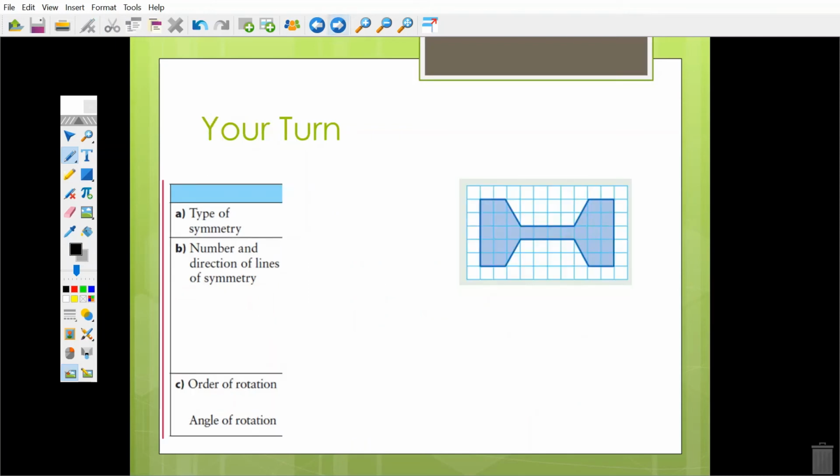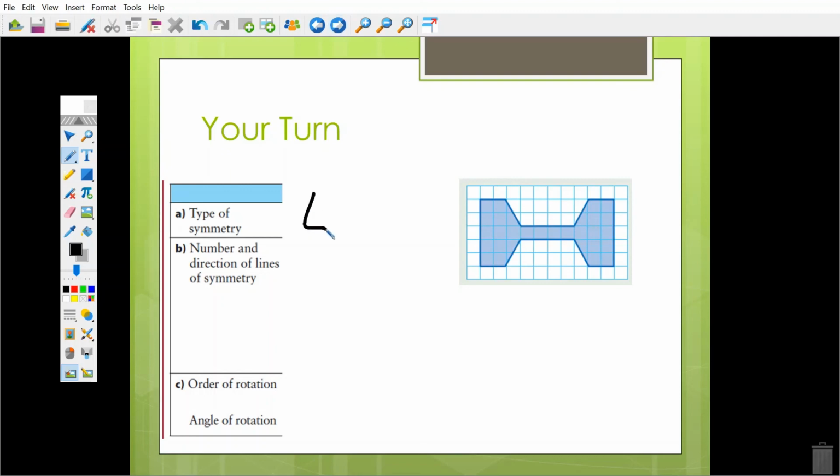Here's a chance for you to give that a try, so if you could pause the video at this point and fill out the type of symmetry that this shape has, the number and direction of the lines of symmetry, and the angle and order of rotation. Please pause now. Now that you've had a chance to try, let's look at the types of symmetry.